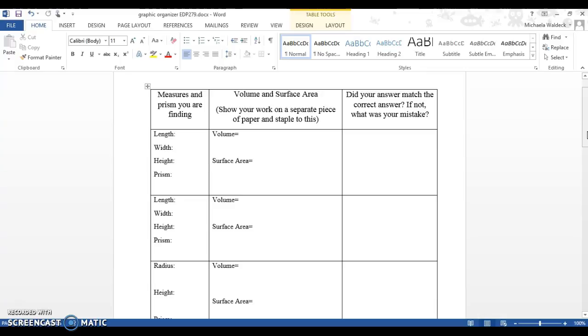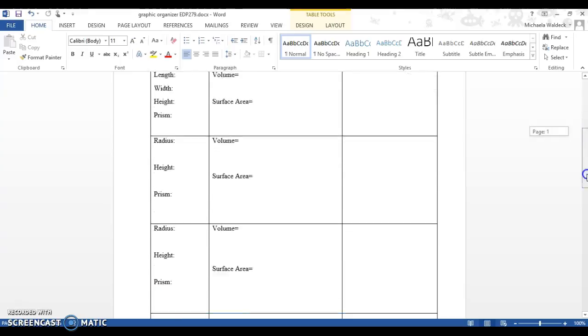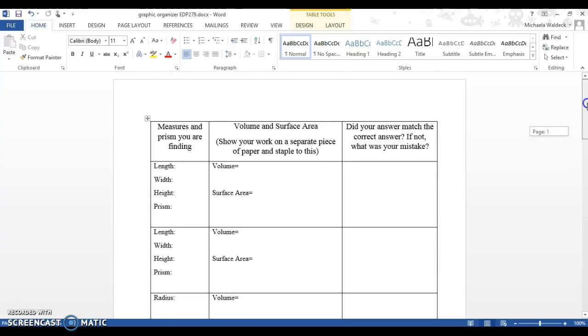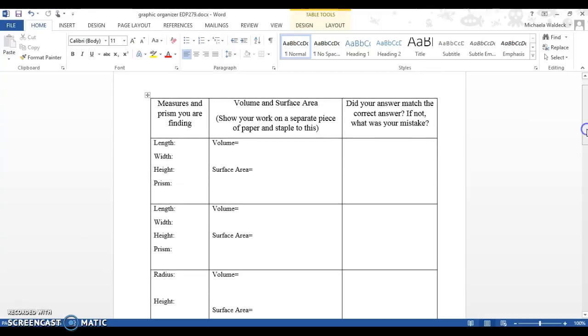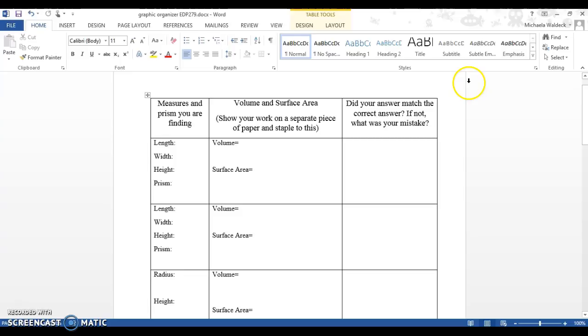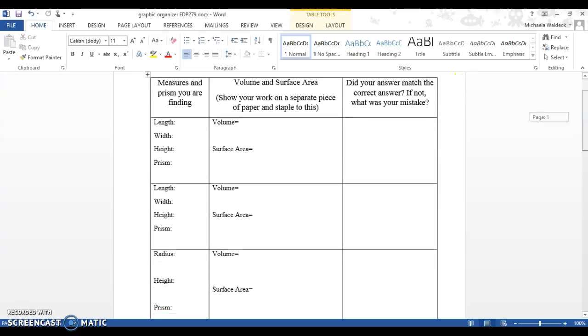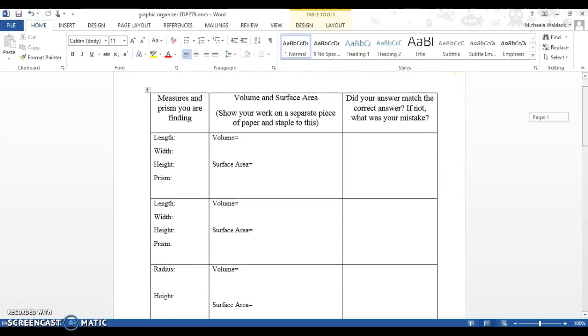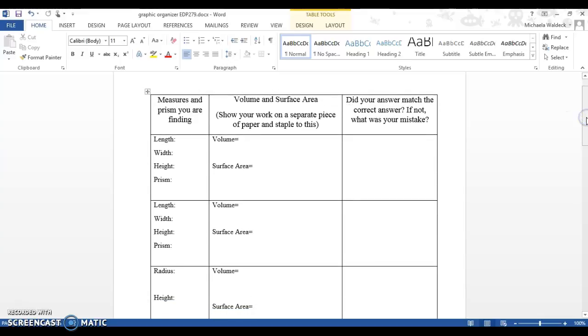So I figured I could do this activity with them, but it wouldn't be taken for a grade on accuracy. It would have been taken on a probably completion grade, because I have this, did your answer match the correct answer? If not, what was your mistake? But let's go to the beginning.